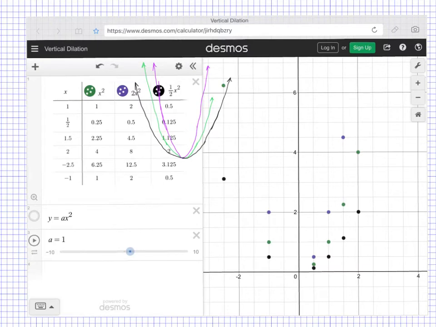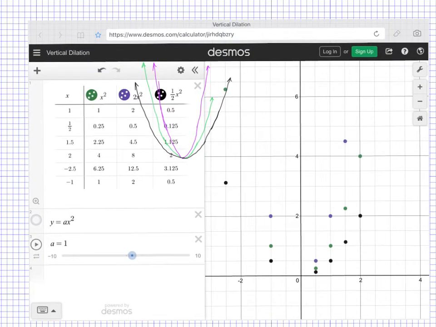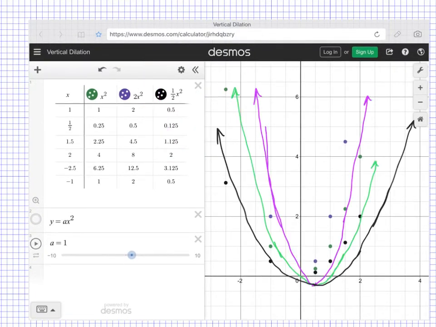And you can see here in this equation that A is the dilation factor. There we go. All right, so A is the dilation factor, and it sits out here and multiplies the x squared. So let's just have a quick look at what happens.